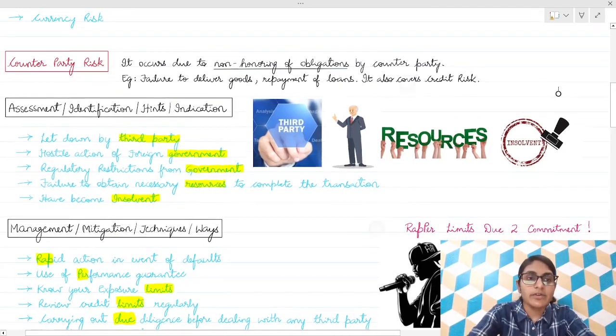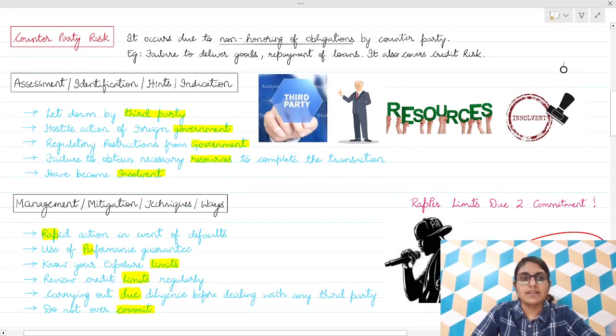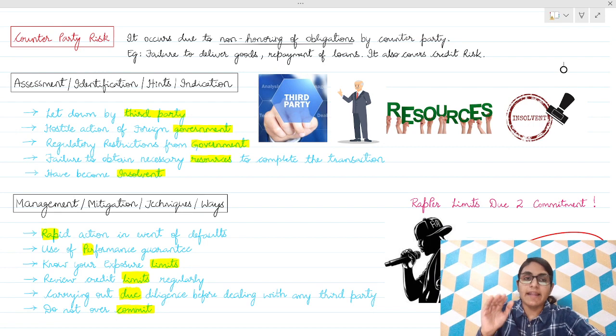So, counterparty risk: third party, let down by the third party. Foreign government, hostile action by foreign government, and regulatory restrictions from government. So from government there are two things: one from a foreign government and one from the government's point of view. Hostile action is aggressive action.